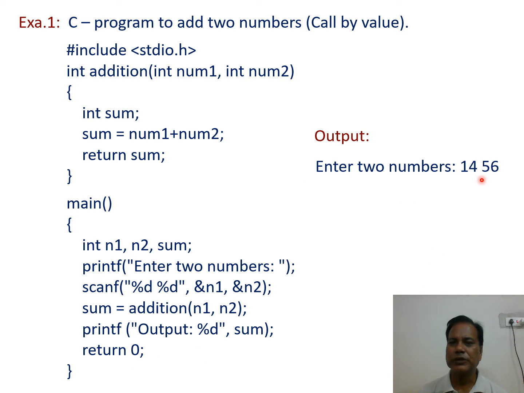Whenever this program is run, we get output like this one. Enter two numbers. This message is printed on the output screen, and the user enters 14 and 56. Then these two numbers are added, and using the printf statement, Output: followed by the sum of these two numbers is printed, that is 70.